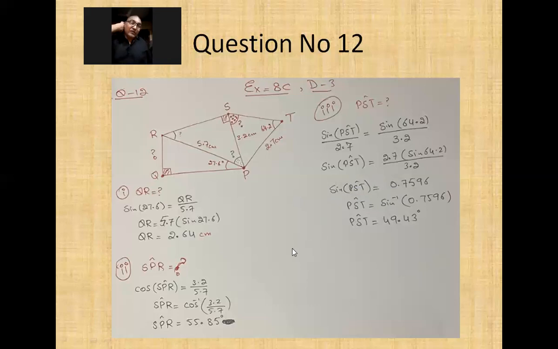So in your calculator, you will write shift sine bracket start 0.7596 bracket close equals, and that will give you 49.43 degrees. So that will be the PST angle. So my dear students, we have solved the third part also.